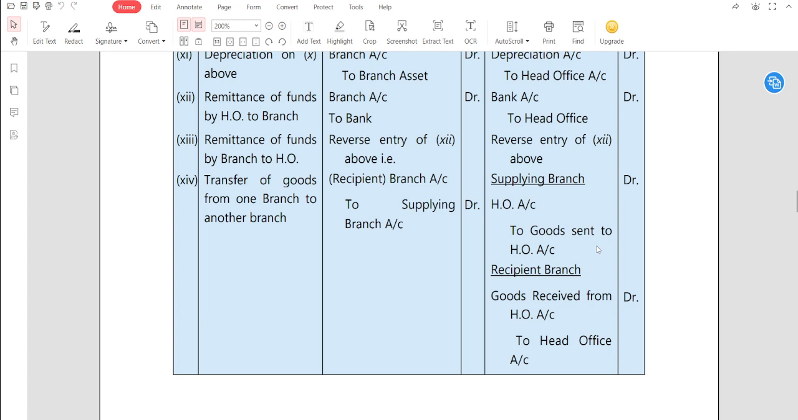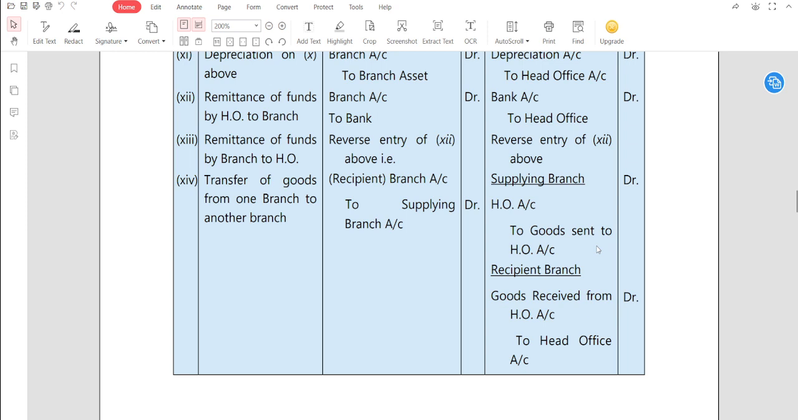Because if one branch sends goods to another branch, the two branches have no relation with each other. Rather, they have a direct relation with the HO. That's why the entry should be routed through the HO only. As one branch has no transaction with the other branch, only the HO said please transfer these goods to the other branch. That's why the transaction should be routed through the HO only.